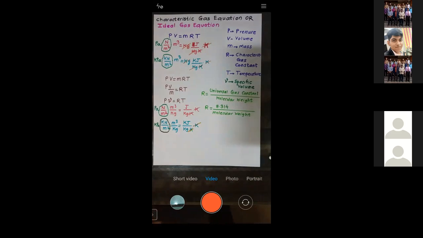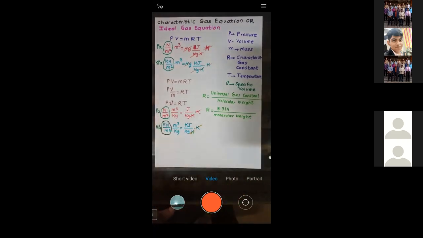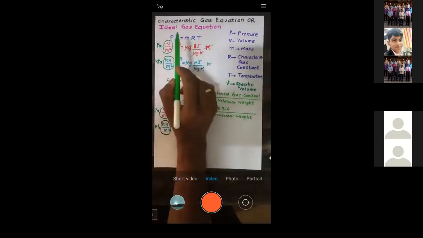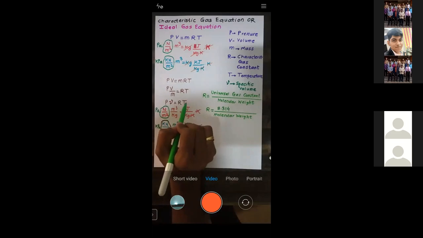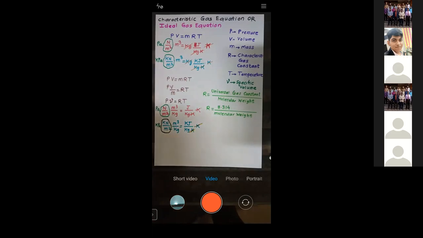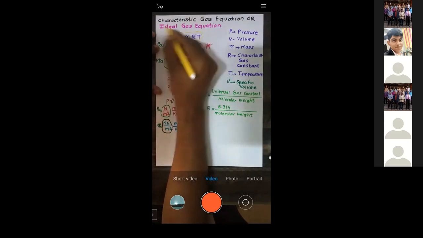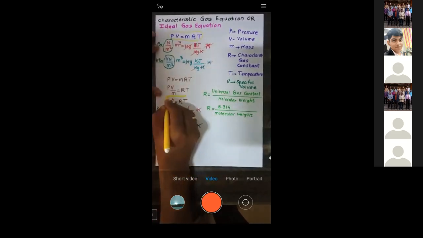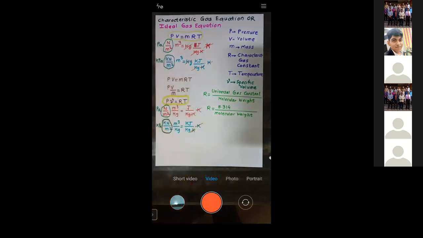So this is all about the ideal gas equation or characteristic gas equation. You need to remember these two equations: PV is equal to mRT, or pv is equal to RT. These two equations are very important as far as numericals are concerned, and they will be useful throughout thermodynamics. Is that okay with this one?